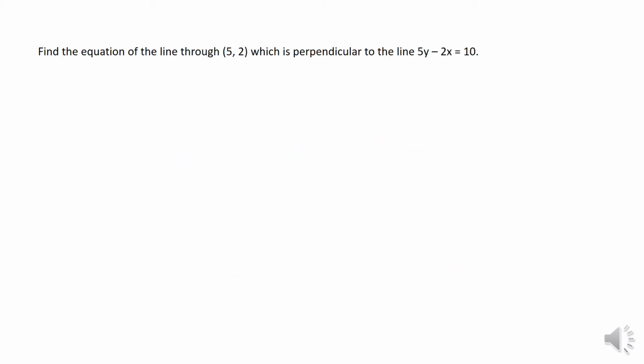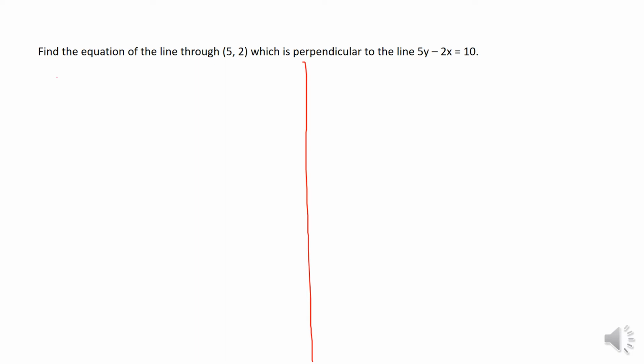Here we have an example. Find the equation of the line through (5, 2) which is perpendicular to the line 5y minus 2x is equal to 10. We are asked to find the equation of the line which passes through the point (5, 2) and is perpendicular to the line 5y minus 2x equal to 10. So now the solution.